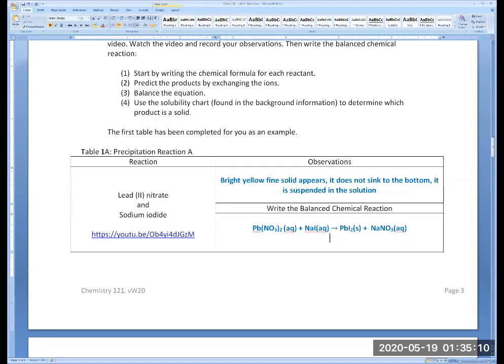So Pb, we see there is one on the left, one on the right, right? Na, there's one on the left, one on the right. Iodine, there is one on the left, two on the right.